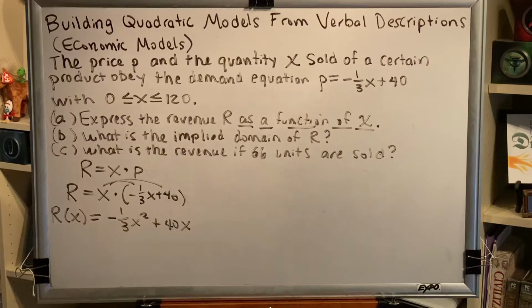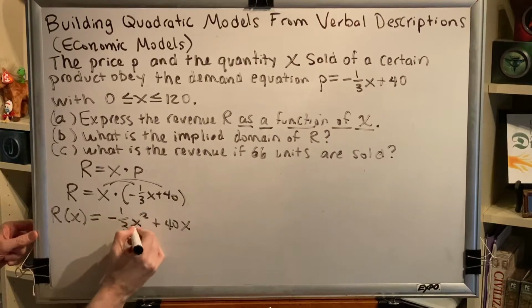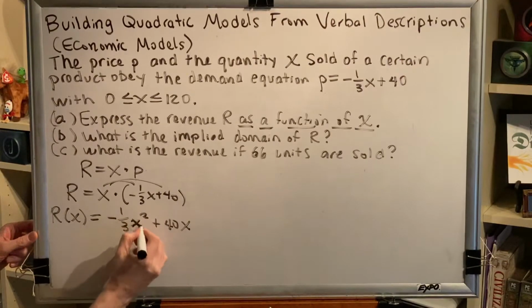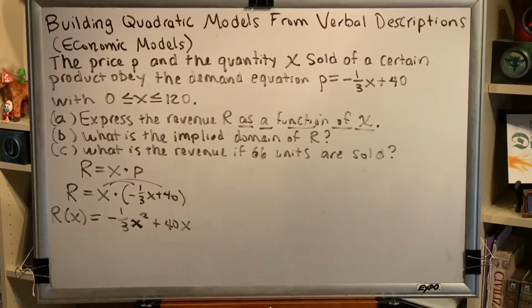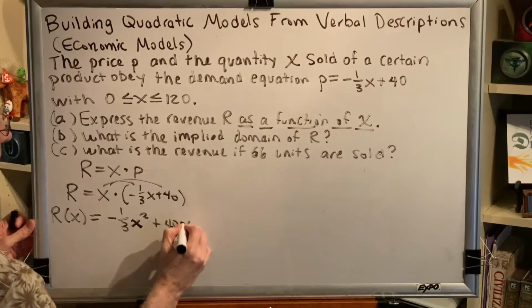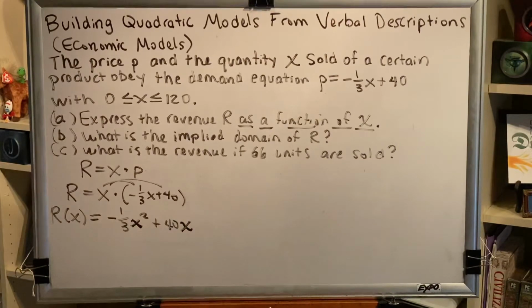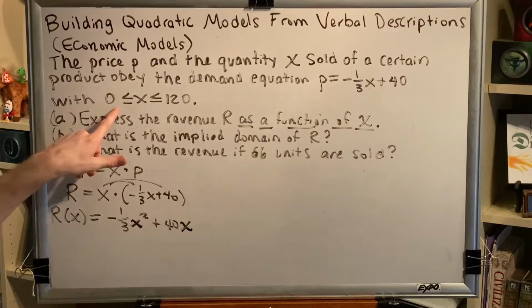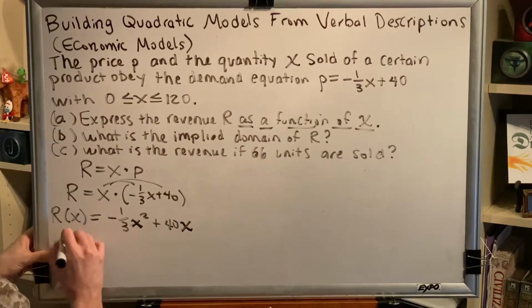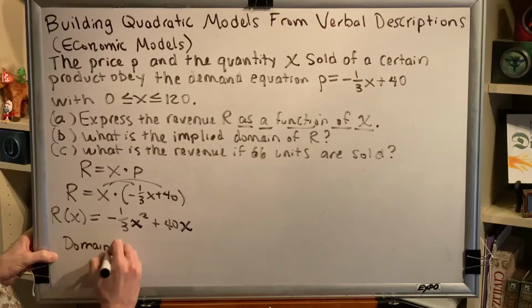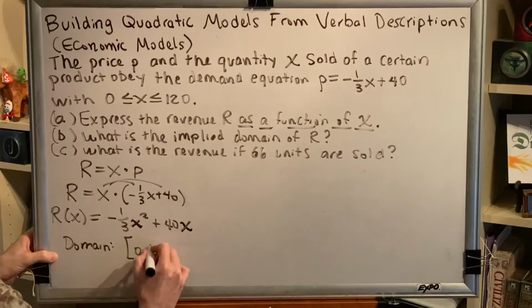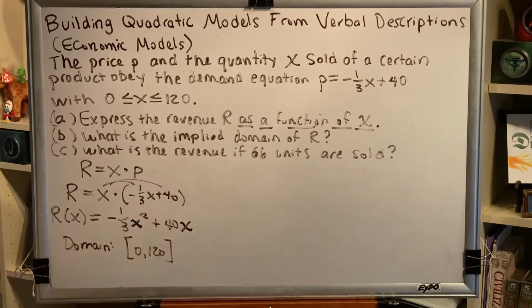All right, part B, what is the implied domain of R? Well, that's actually really quite easy. Looking at this equation, there are no even radicals or logs, and the only denominator is a 3, which is not 0. So, looking at the equation only, we would conclude the domain is all real numbers. However, domain is a collection of the x's, and it says right in the problem that x must be between 0 and 120, so my domain is just going to be bracket 0, comma, 120, bracket.